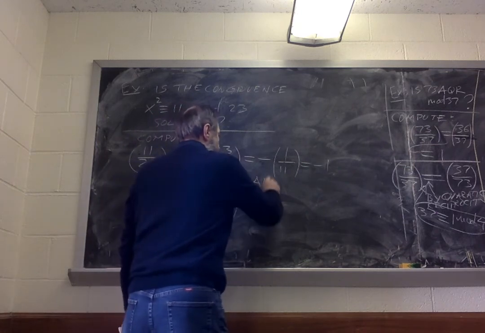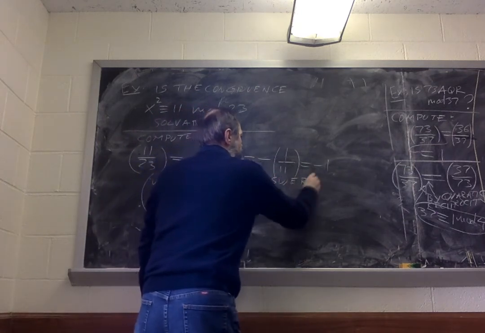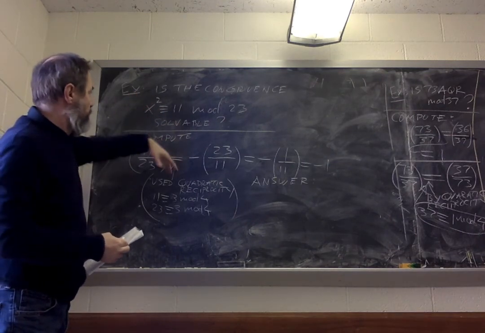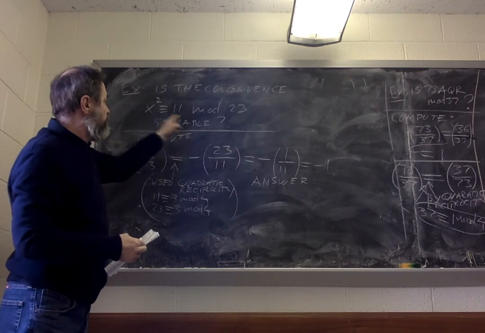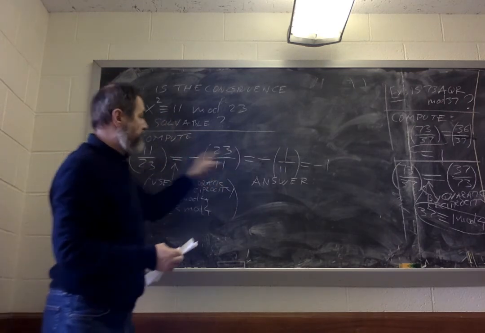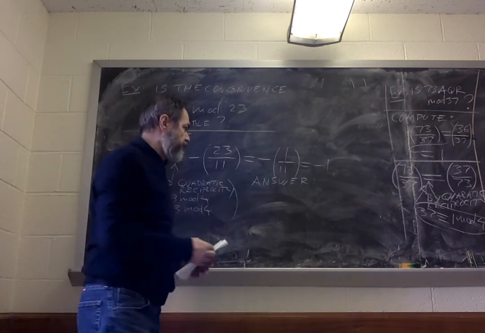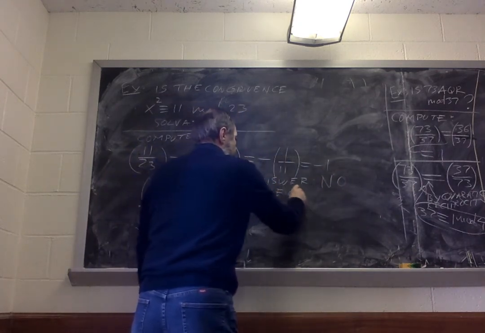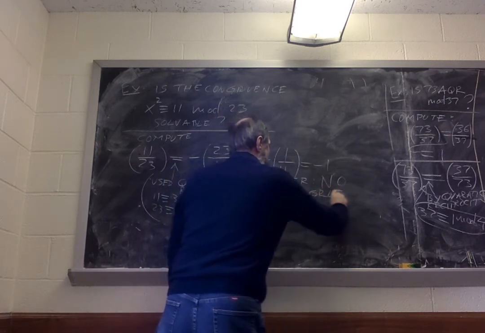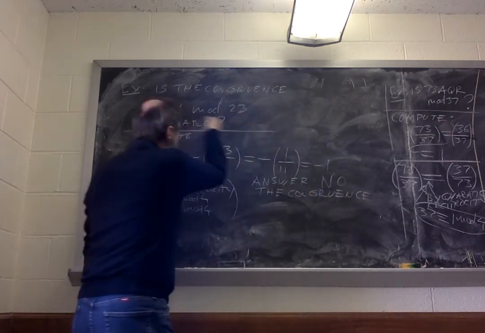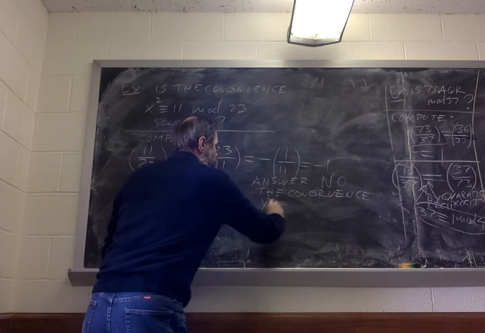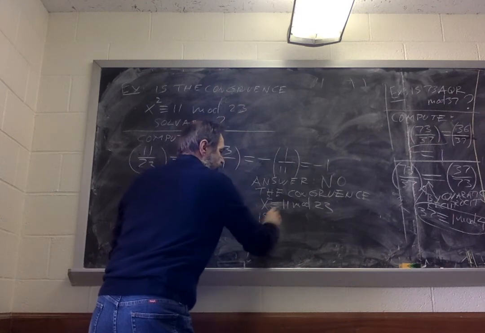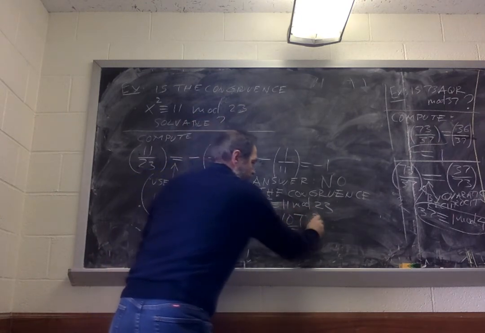Answer. Let's see what the question was. Is this quadratic residue or non-residue? No, it was about congruences. Is the congruence solvable? And the answer, I got the minus 1 here. No. Answer, no. What congruence am I talking about? This one. X squared congruent to 11 mod 23 is not solvable.